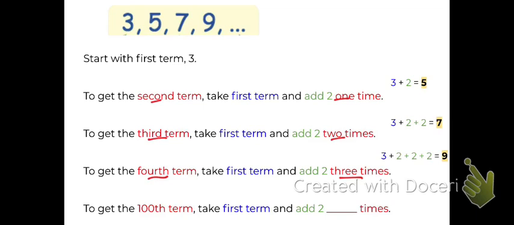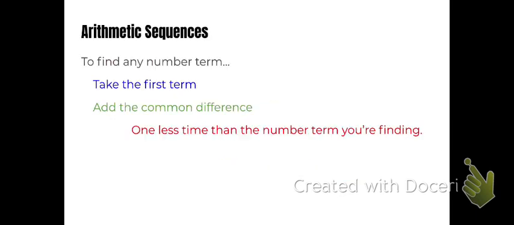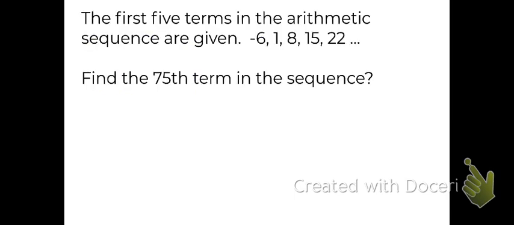I'm going to take the first term and add the common difference one less than the number of the term I'm trying to find. So you're always taking the first term and adding the common difference one less time than the number you're trying to find. So if you give me a sequence like this one, you just need to know, well, what's the first term and what's the common difference?